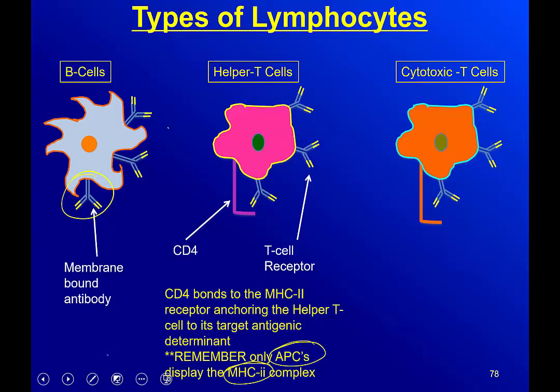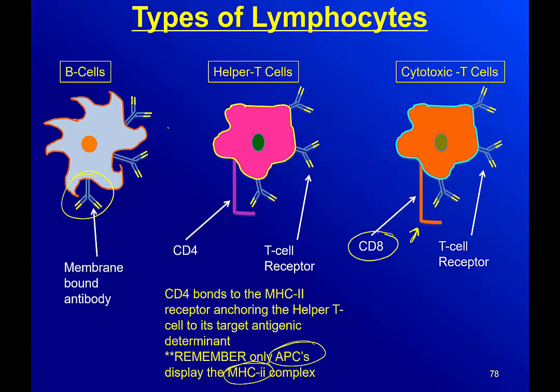Now, the cytotoxic T cell, its little bracket here is actually called CD8. Let me just leave it at that for right now. They also have T cell receptors that have a constant region at the bottom and the variable region at the top. Now remember, CD4 bound and recognized MHC-II.